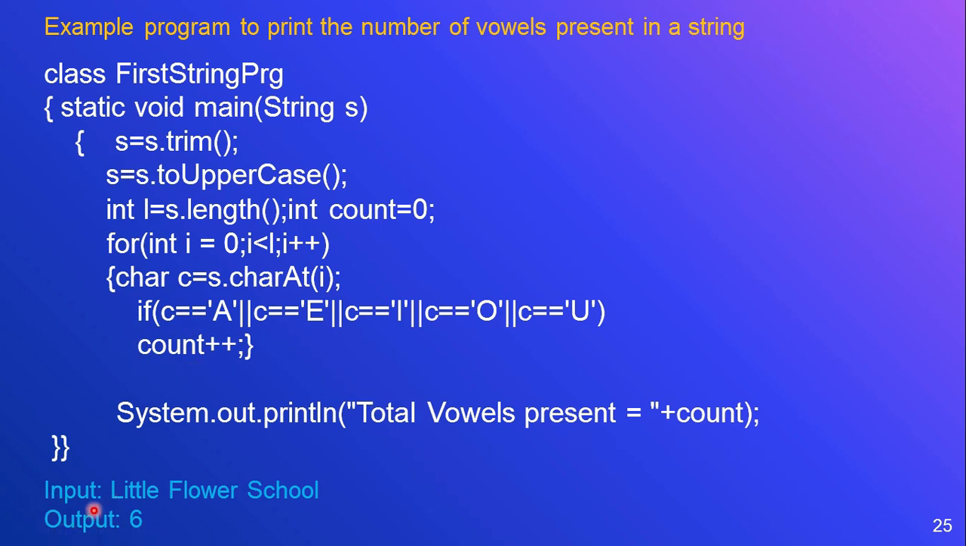For example, here another example is given, Little Flower School. In this Little Flower School, you can see the total number of vowels present is 6. See, I, E, O, E, double O. So in total it becomes 6. That is the way the program works. So you need to use many functions. We have used trim, uppercase, length and charAt. So these many functions we have used.